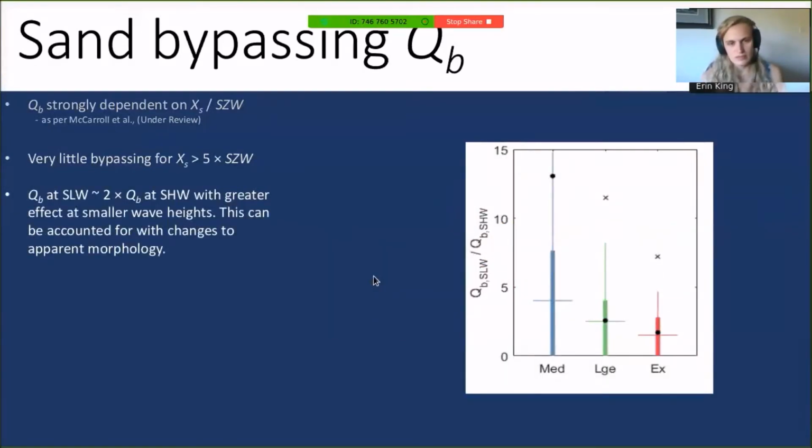Now, at spring low water, we see between a factor 2 and a factor 3 increase in the bypassing rate relative to spring high water. So this is bypassing at spring low over bypassing at spring high. For large and extreme waves, we see between a factor 2 and a factor 3 increase. But for medium waves, we see a much larger relative change and a greater spread as well. But that can all be accounted for by changes to that apparent morphology, as discussed before.